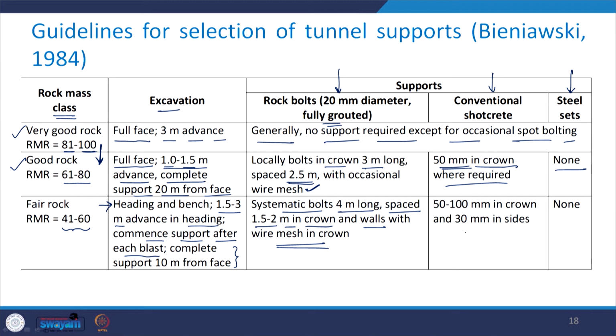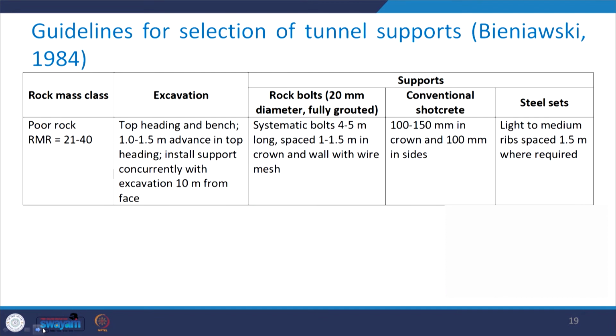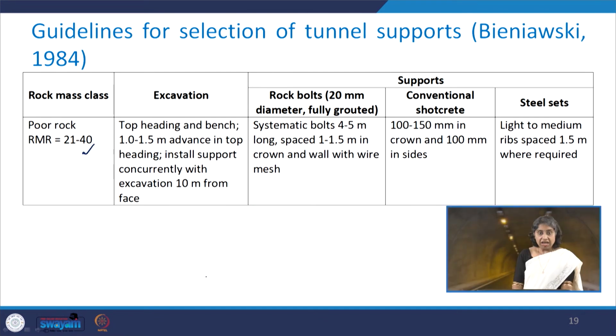In case of the conventional shotcrete, 50 to 100 millimeter thickness of the shotcrete should be provided in the crown portion and 30 thick in the sides. So, this is about rock bolts and the shotcrete, and as far as the steel sets are concerned, they are not needed. But in case you have the poor rock with RMR varying between 21 to 40, you may go for light to medium steel ribs which are spaced 1.5 meter wherever required.